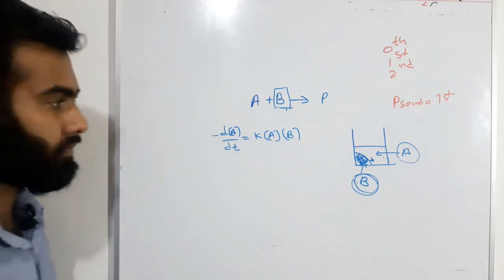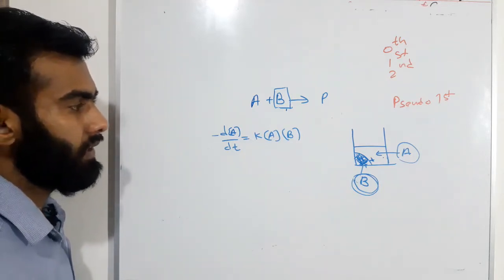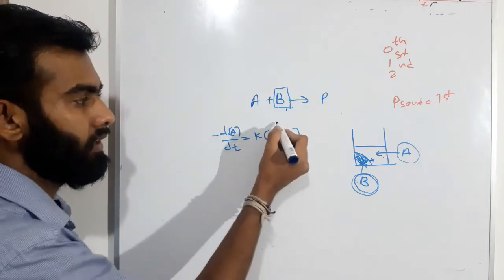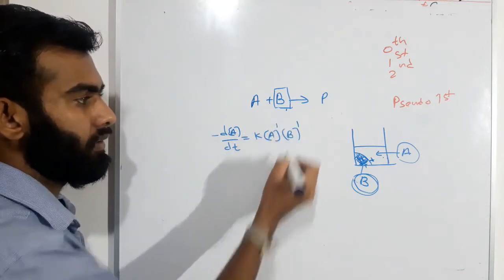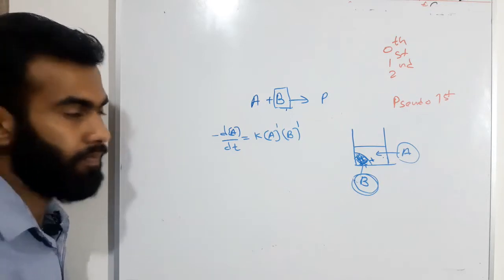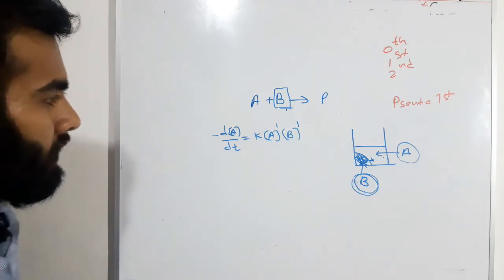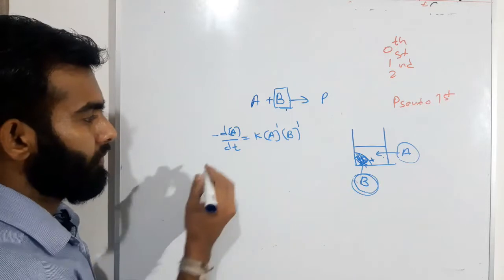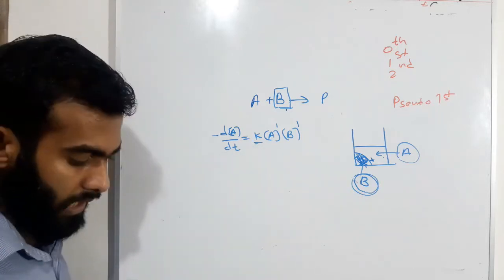At that time, please consider that all are first order. Okay, now K is a constant, we know that already.